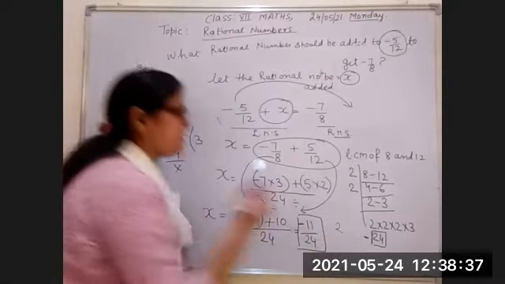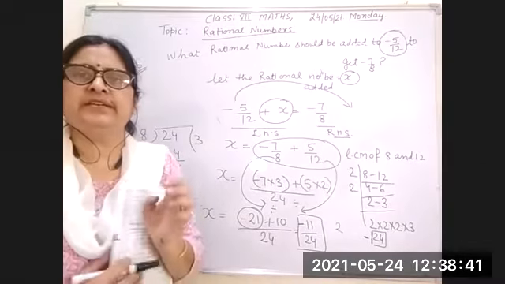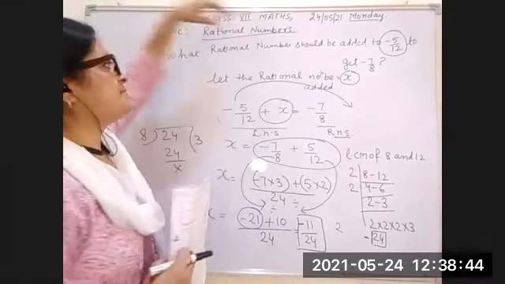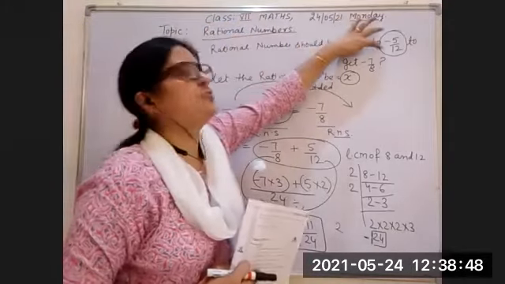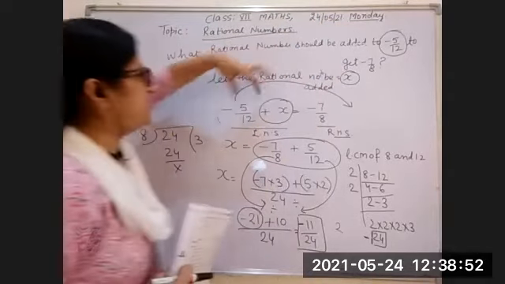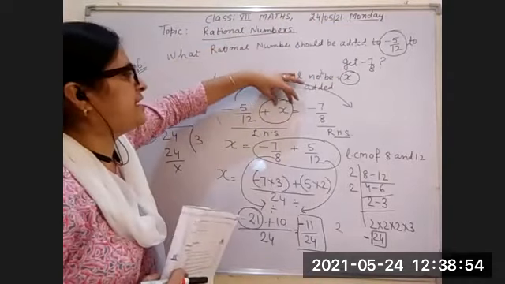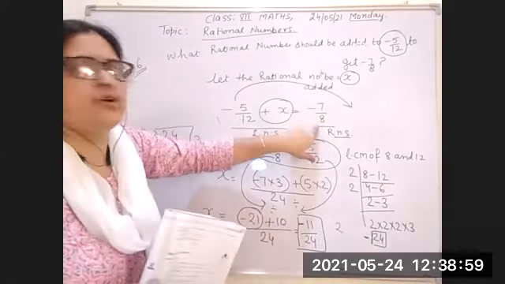So this is the answer of this question. I am repeating again this question. Please listen carefully. Your question is, what rational number should be added to minus 5 upon 12? What thing we have to add? Minus 5 upon 12, if we are adding x, then the result is minus 7 upon 8.